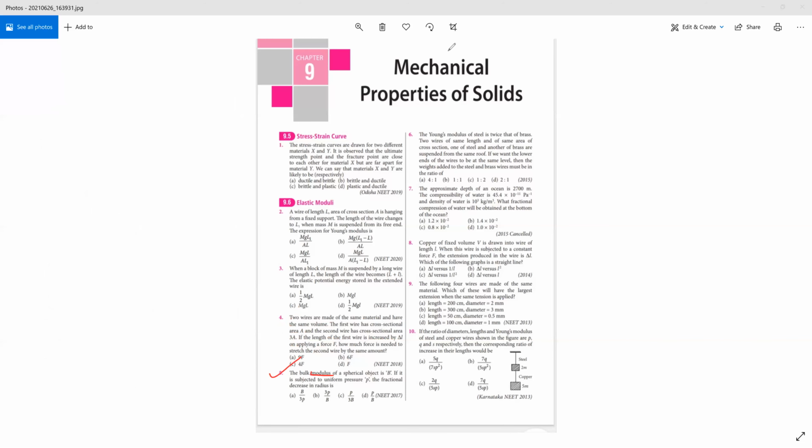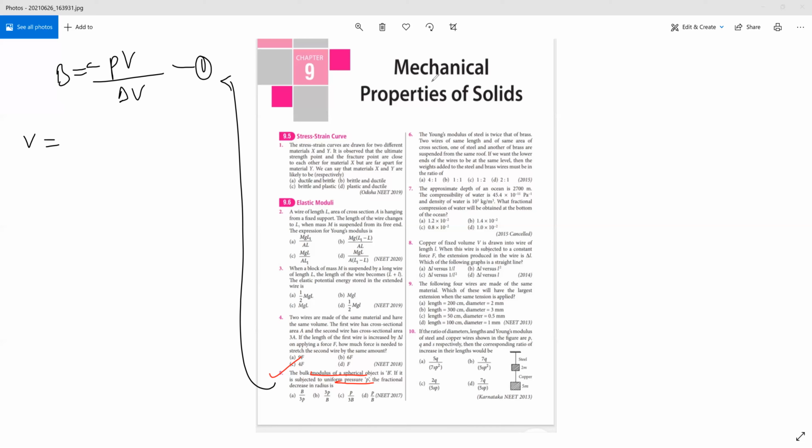Fifth one, the bulk modulus of spherical object B, if it is subjected to uniform pressure P, the fractional decrease in radius is. 4 options they have given. Go through all the 4 options. We know bulk modulus is given by B is equal to minus P into V divided by delta V. So consider this one as equation 1.